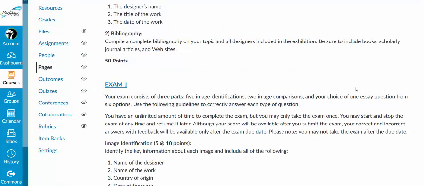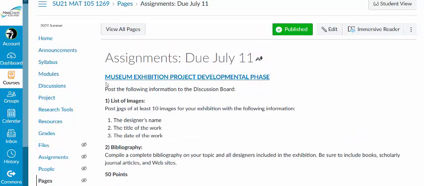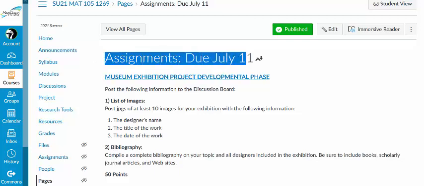So those are this week's assignments. You'll take your first exam and you'll turn in the developmental phase of your museum exhibition project. So those are this week's assignments. If you have any questions, problems, be sure to email me. Otherwise, have fun taking your first exam.